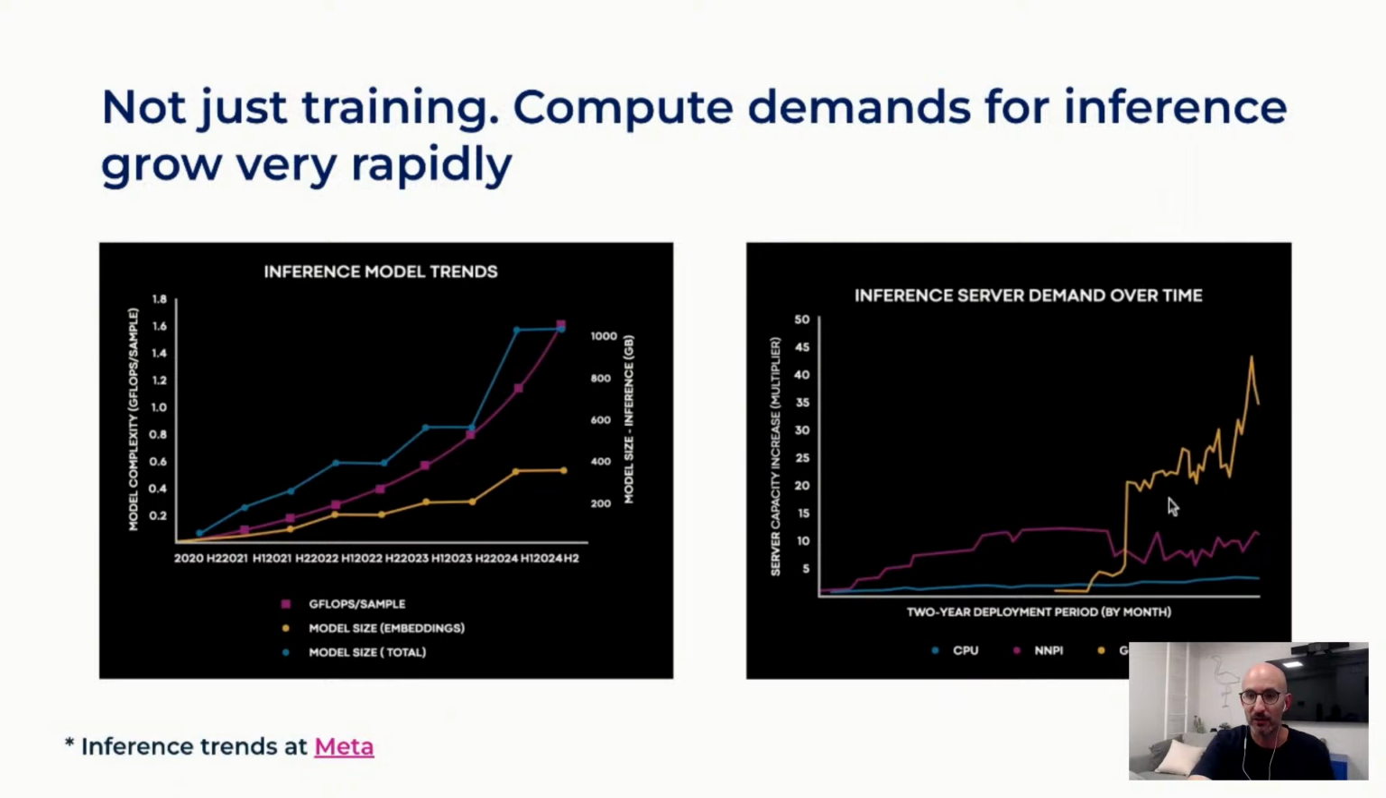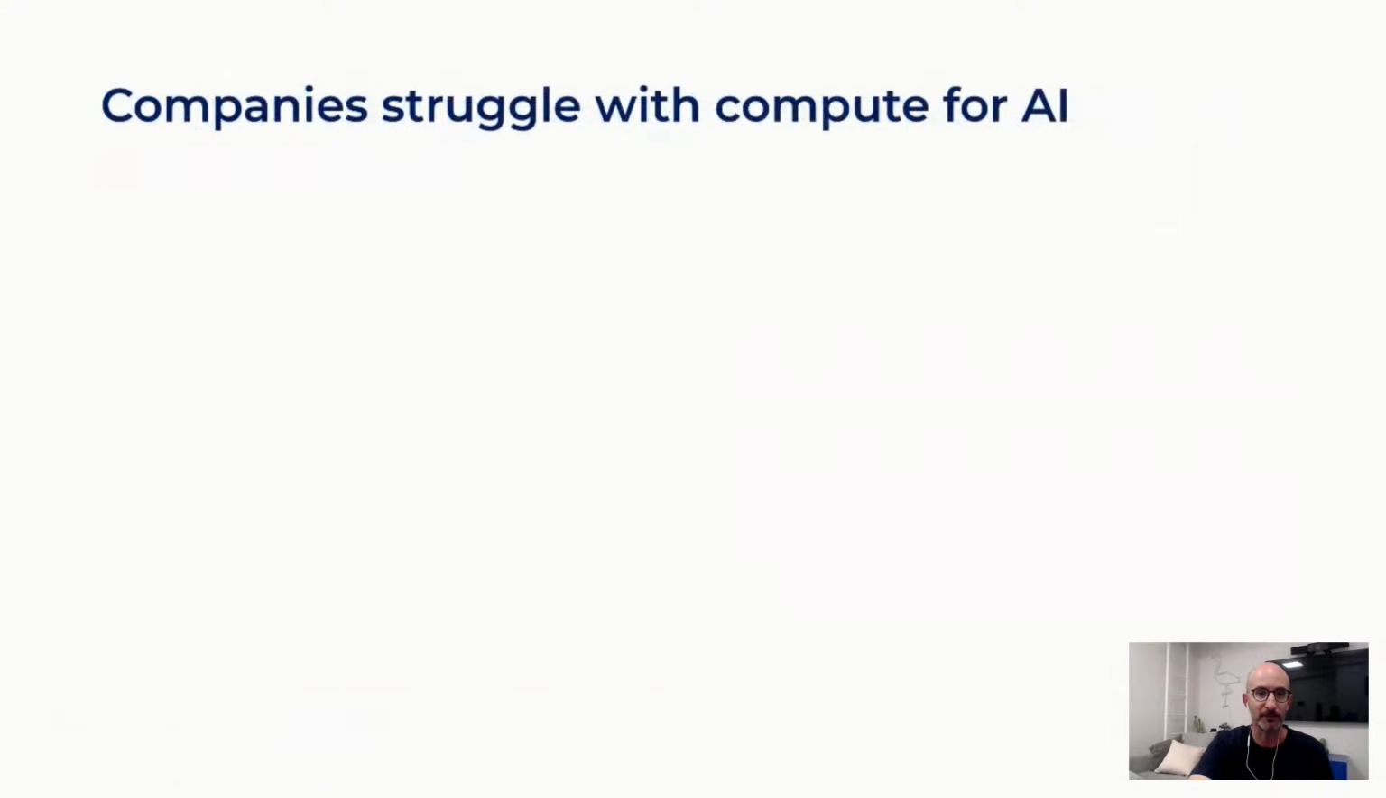On the right-hand side, you can see the demand for GPUs for inference workloads. That's the yellow curve. You can see this big jump in the last year. More GPUs are being used for inference workloads. So there is a huge demand for compute power also for just running those models in production.